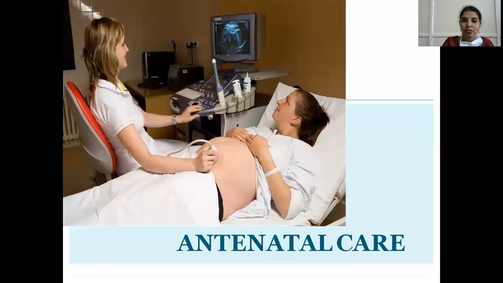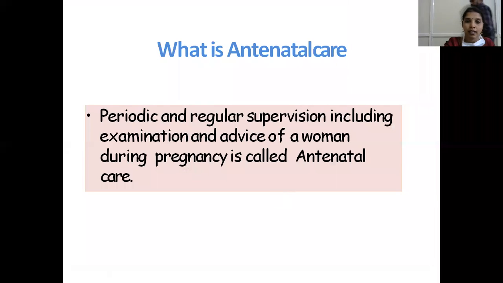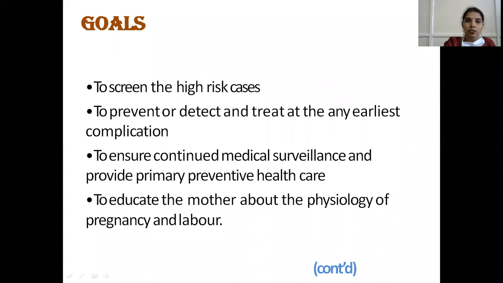I'm from the Gynecology Department. Today, I'm going to discuss antenatal care in detail. What is antenatal care? It's a periodic and regular supervision, including examination and advice of a woman during pregnancy, called antenatal care. Okay. So, why is antenatal care needed?